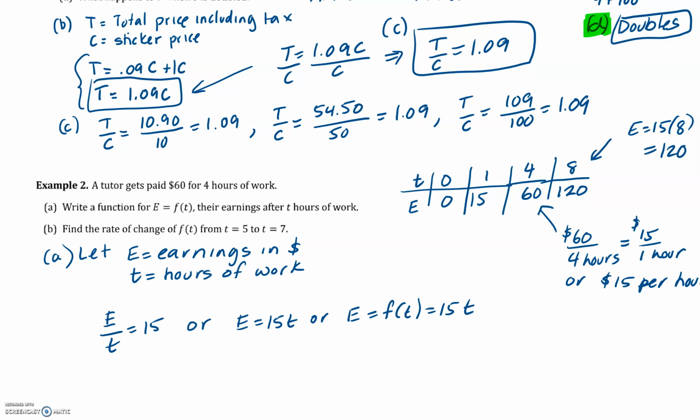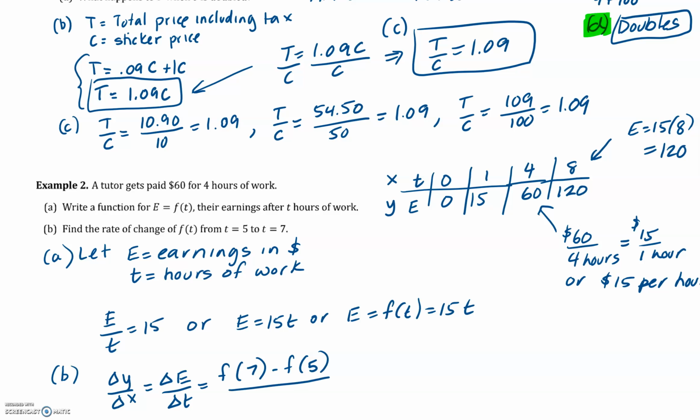Let's see if it is. The rate of change we know is delta y over delta x, where the x is the t and the y is the e. So we have delta e over delta t, or f of b, so the 7, minus f of a, which is 5, over b minus a. So 7. What would 7 be?